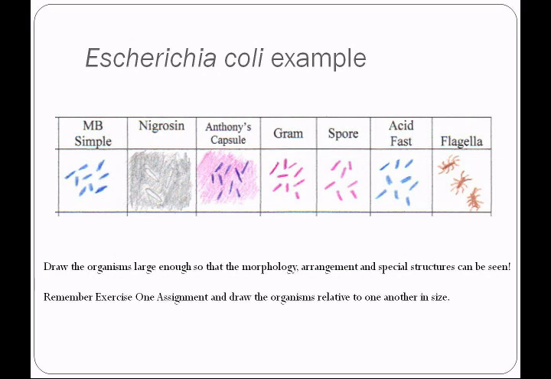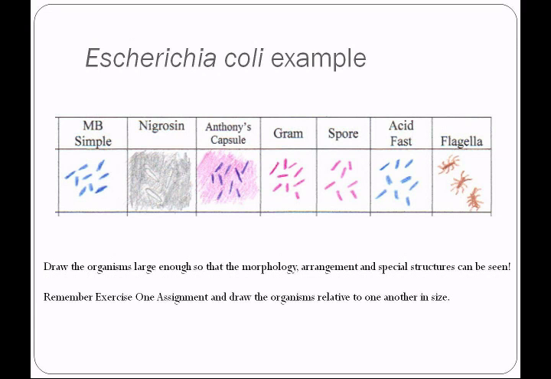Escherichia coli is acid-fast negative. It also can accept basic dyes. The counter stain in the acid-fast stain is methylene blue. So this organism will stain blue in the acid-fast stain. And finally, in the flagella stain, you can see that Escherichia coli has peritrichous flagella. The flagella are completely surrounding the organism, and so that's drawn here.